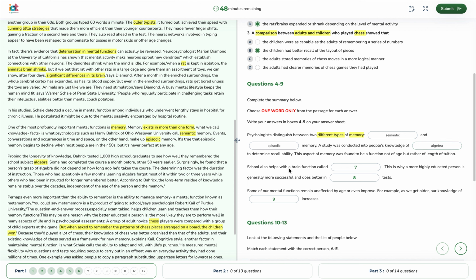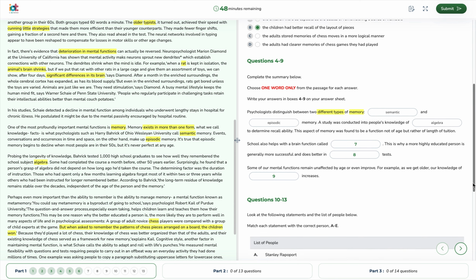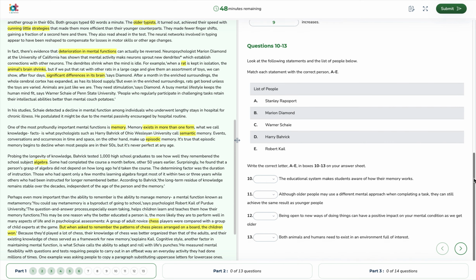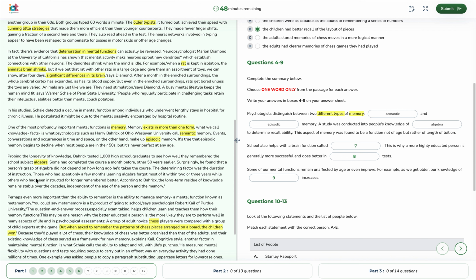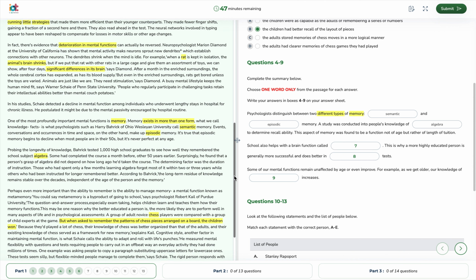Schools also help with brain function called dash. They said the school helps with what brain function, they say. So we will read in there and see what they are talking about. So from here we are just going to read the next things. This is all about algebra, so for now I am skipping this. I don't have to read it all.